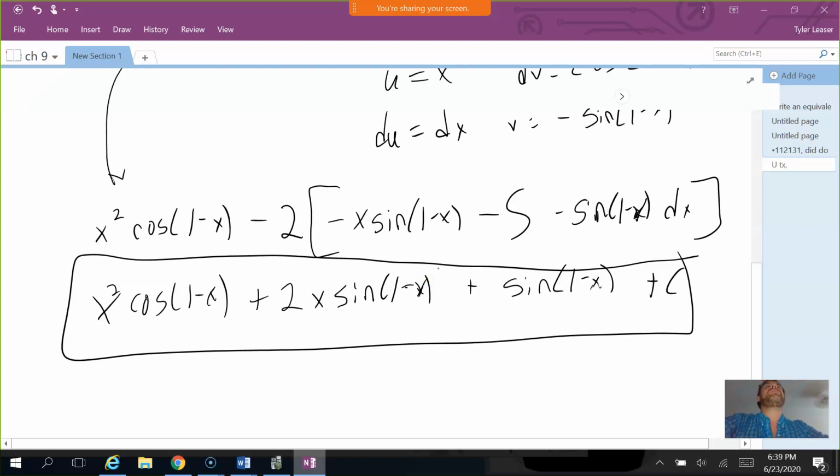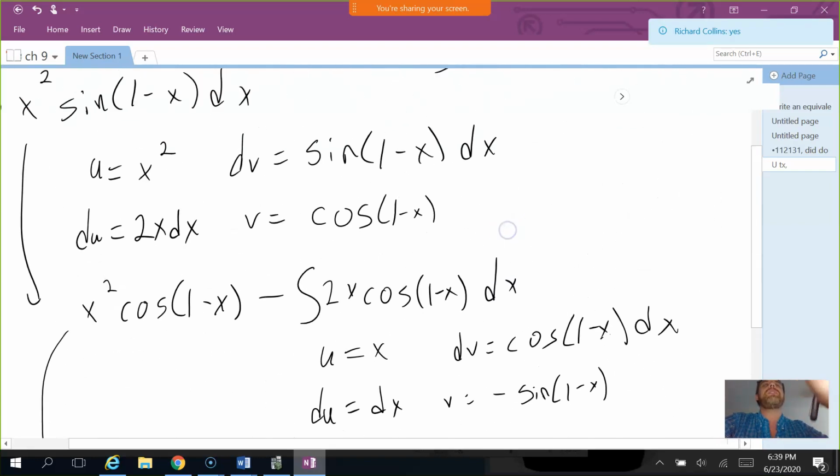All right, so integration by parts. Do we all feel 100% about integration by parts, even if you have to do it multiple times? Cool.